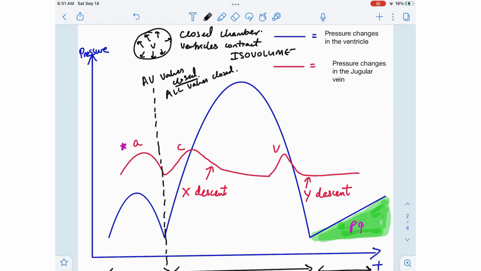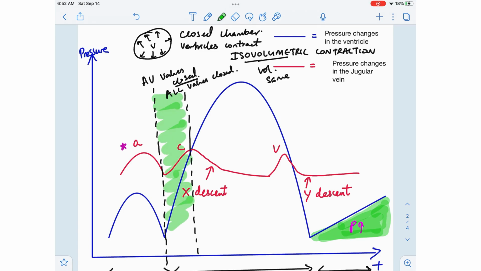Iso means same, volumetric is volume, same volume, isovolumetric contraction, right? The volume is the same, but the ventricle is contracting. So this line over here, between this line and this line, is isovolumetric contraction, right? And then the ventricles will start to contract, and it will reach a point where it can't handle the pressure anymore. At this point, what will happen is the aortic and the pulmonary valves will open, right, to relieve that pressure. And the blood will flow from the ventricles to the pulmonary artery and the aorta.